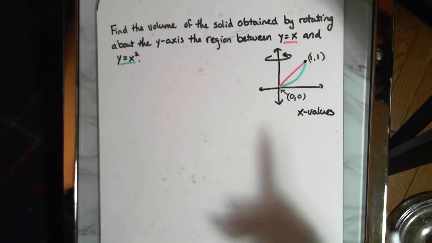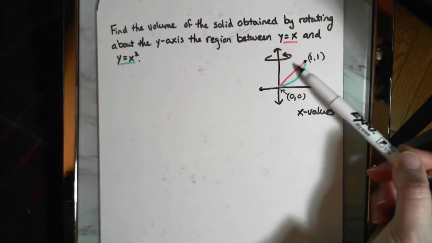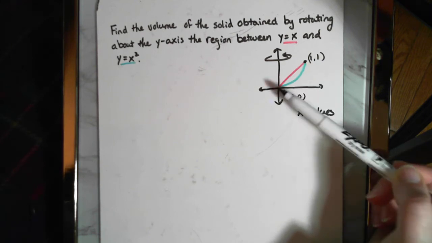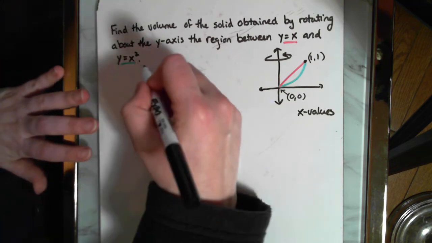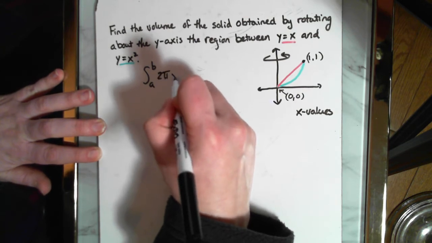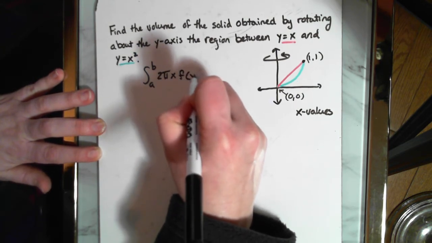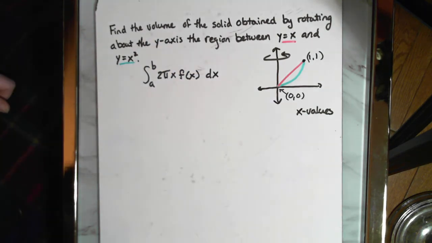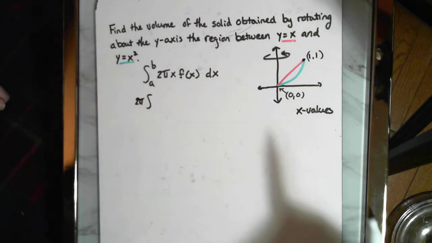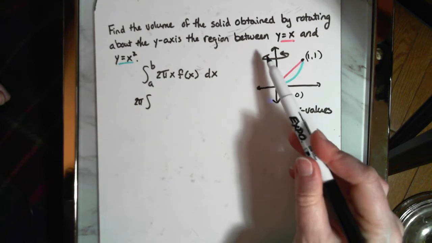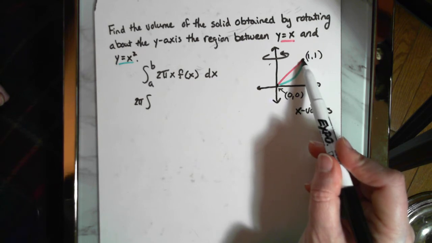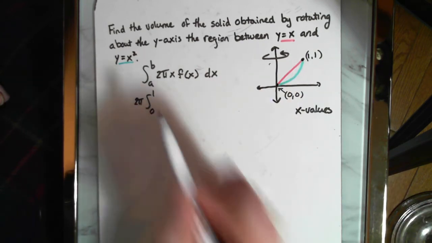But this time they've given us two functions. The red function, which I've highlighted with red, is y equals x, and the green function is y equals x squared. So let's try and plug everything into our formula. The formula was the integral from a to b of 2 pi x f of x dx. Step 1 is to pull the 2 pi out to the front. Now for the integral, I need x values because it's a rotation around the y-axis. The x value where they cross here is 0, and the x value where they cross here is 1. So I'm going from 0 to 1.